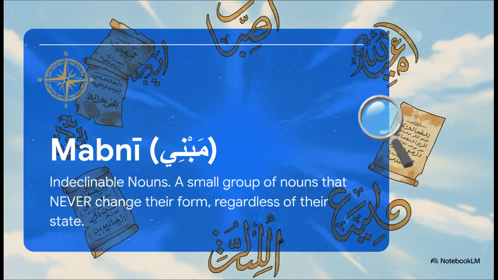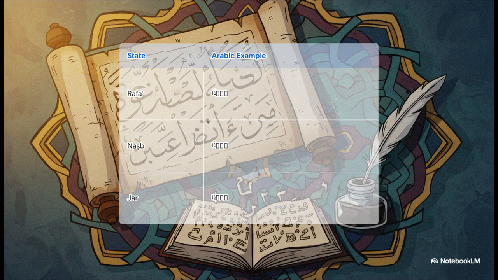And finally, we get to the easiest group of them all, mabni nouns. You can think of these as the rebels of the Arabic language. They just don't follow any of the rules we've been talking about. They stay the same no matter what. A perfect example is the word haha, which means this. It doesn't matter if it's the doer, the object, or showing possession. It never, ever changes. It's always just haha. Pretty simple, right? Luckily, it's a small group of words, so they're easy to memorize.